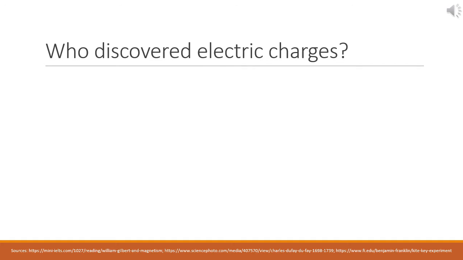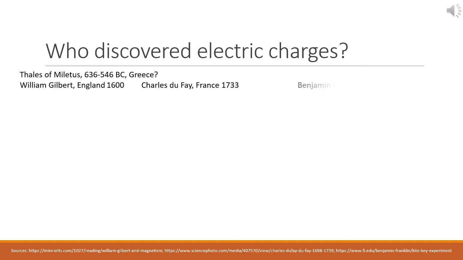So who discovered electric charges? Thales of Miletus in Greece, around about 636 to 546 BC, observed that amber rubbed with wood attracts pieces of fluff and fragments of straw. The amber, which is a naturally occurring rock from ancient resin, had become electrically charged. The word electricity comes from the Greek word for amber.